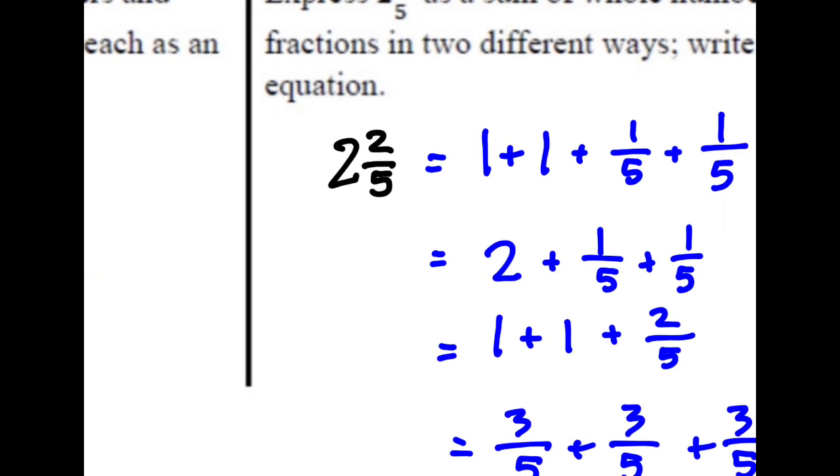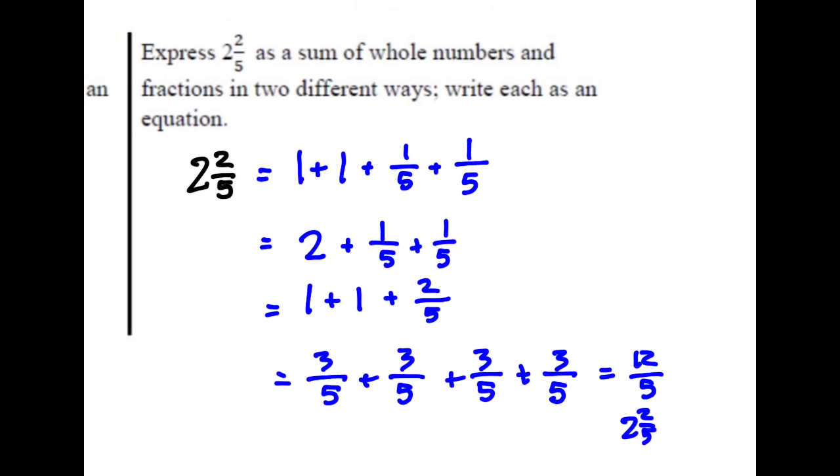Okay, so over on this side, we had 2 and 2/5. So here's your 2. And then 1/5 plus another fifth is 2/5. So now here you have 2 plus 1 is your 2/5. 1 plus 1 is 2 and 2/5.